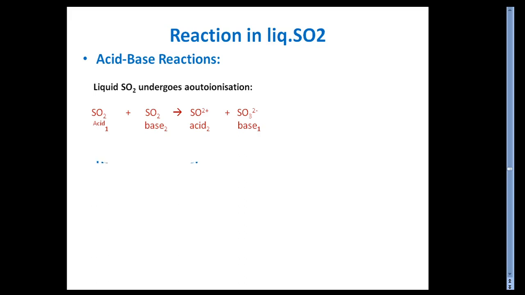The next is redox reaction, and we know what redox is. The word itself indicates a reaction where reduction and oxidation are going on simultaneously.